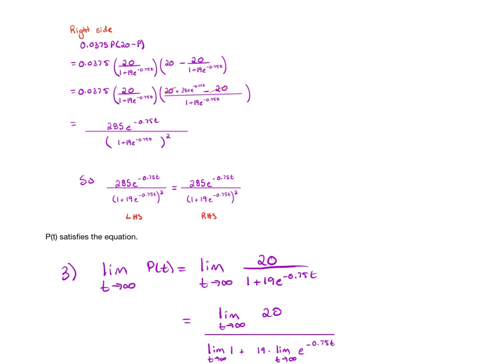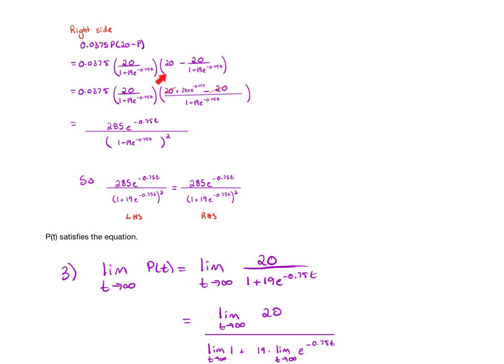So moving on to the next page, which is checking the right-hand side. The right-hand side looks like this, 0.0375 p times (20 minus p). So I'm just plugging in the proposed p, the one that was given to me, in these two places, here in the p and there in the p. So here and then right here. And then it's a bunch of algebra.